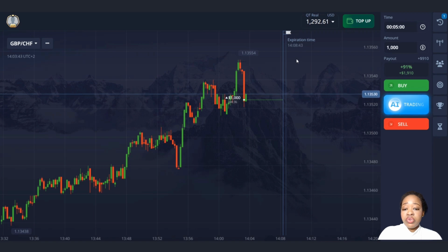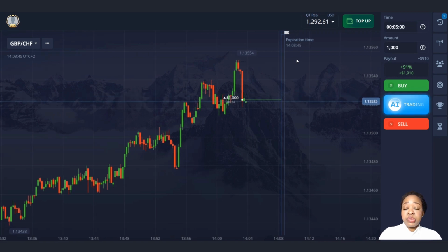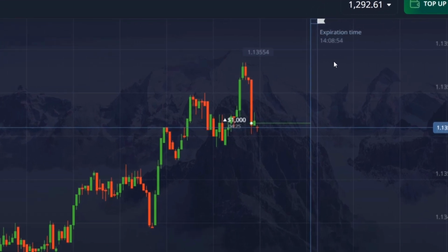You can see the price has rolled down, and since the price is moving in a wave, there's a greater chance that from this point the price will turn around and continue to move up. Now let me look at this price and see what will happen next.